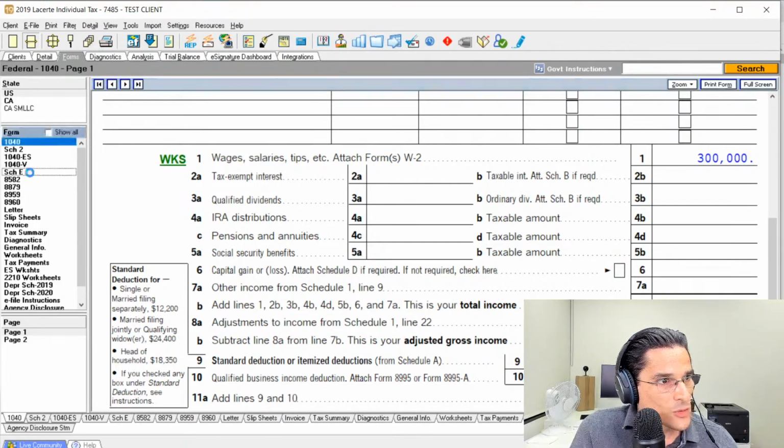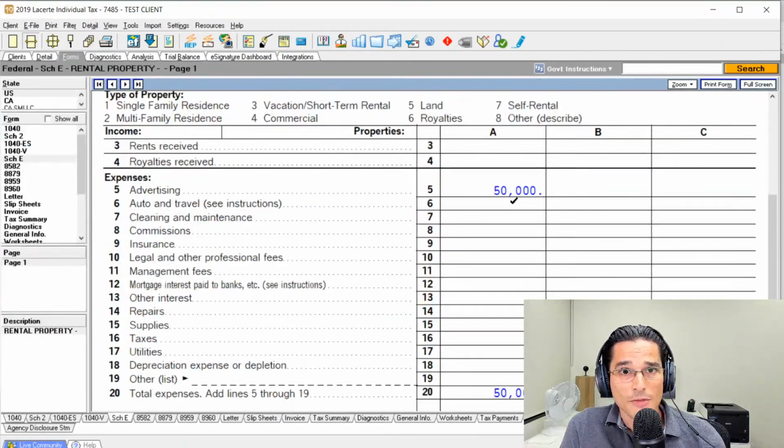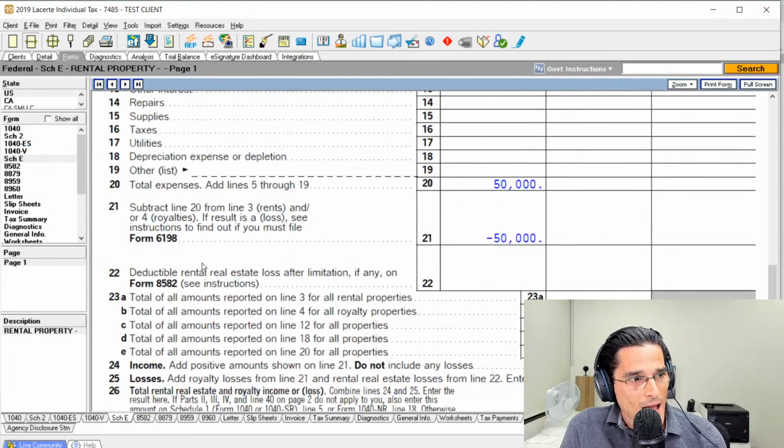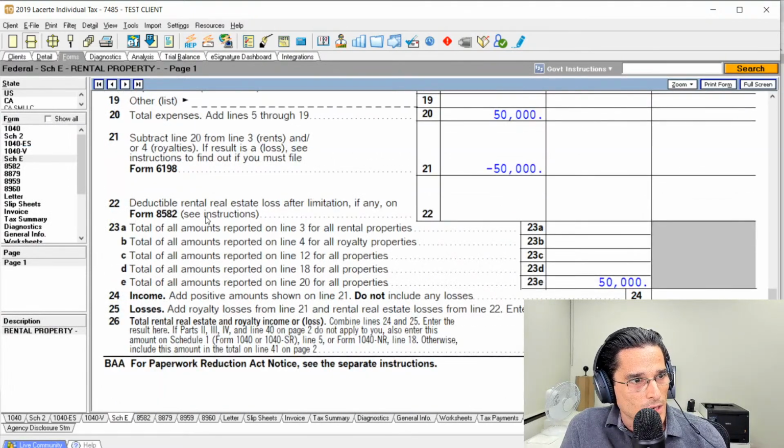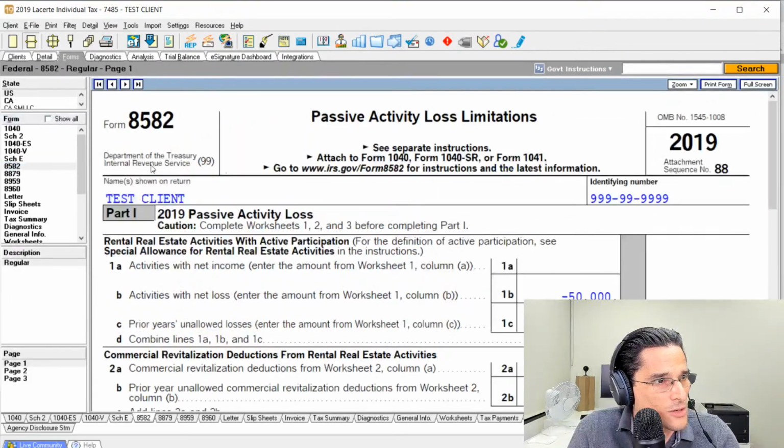Let's take a look at Schedule E. So we still have the $50,000 loss. And now you see that in box 22 here, it says deductible rental real estate loss after limitation, and there's nothing. What's going on? Let's take a look at 8582.